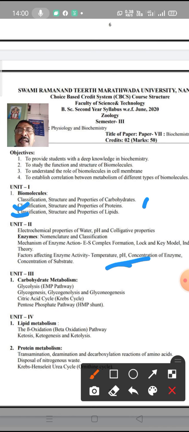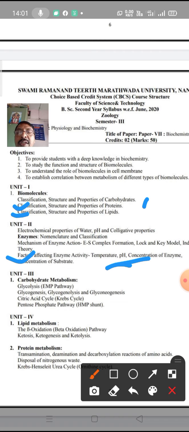Now in this enzyme topic, you have to study the factors affecting enzyme activity. So there are different environmental factors that affect the activity of enzymes, and these factors are temperature, the pH, the concentration of enzyme, and the last is the concentration of the substrate. Now this covers the second unit.